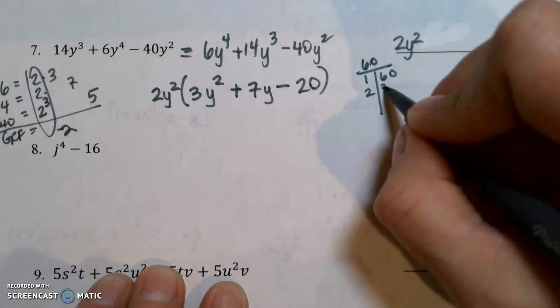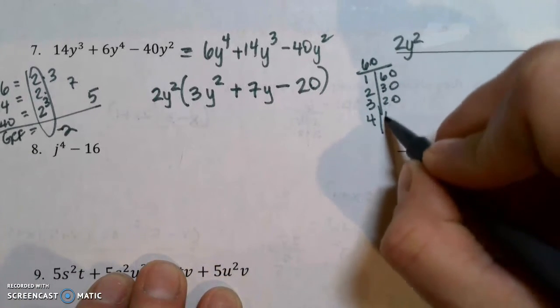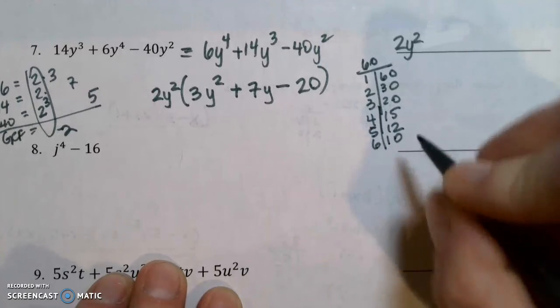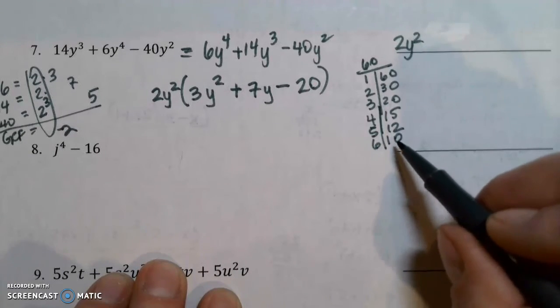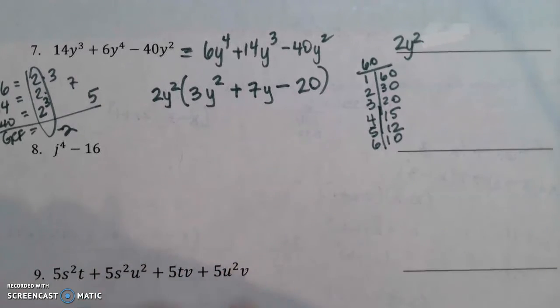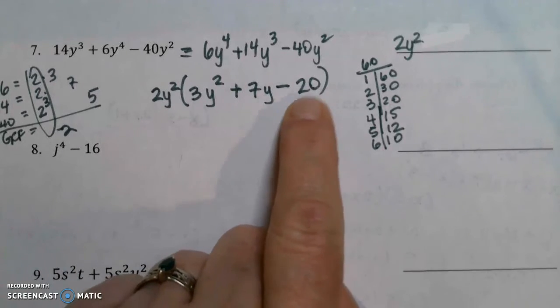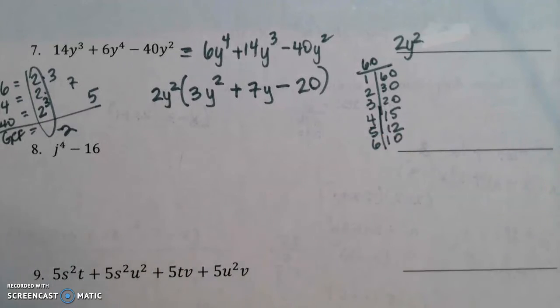So 1 and 60, 2 and 30, 3 and 20, 4 and 15, 5 and 12, 6 and 10, and then 7 won't work, 8 won't work, and 9 won't work, and then we've covered all the possible factors there because we would start repeating. So which one would give me a middle term of 7? It is going to have to be subtracting because I have a negative constant term. So we're going to be looking at the 5 and the 12 there.